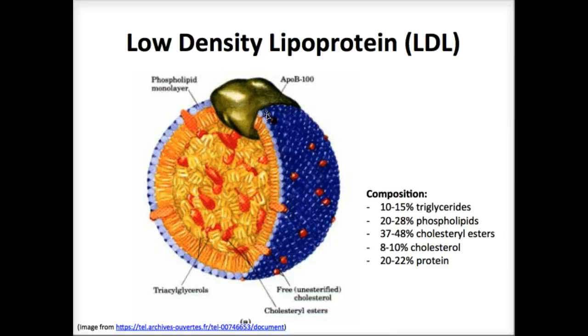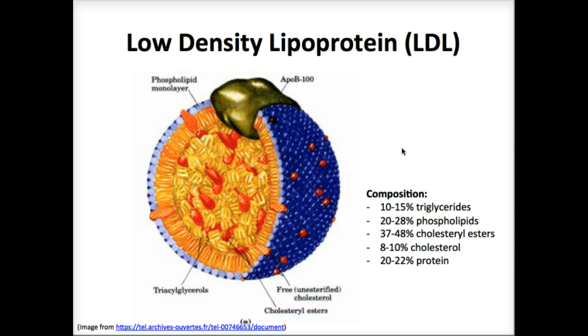In terms of composition, an LDL particle is 10 to 15% triglycerides, 20 to 28% phospholipids, 37 to 48% cholesterol esters, 8 to 10% cholesterol, and 20 to 22% protein. So essentially, an LDL particle is actually a VLDL particle that has offloaded a bunch of its lipid passengers. Thus, it goes from being very low density to just low density, if that makes sense. So, you can see what happens with the numbers here and how they're starting to shift. The ratio is starting to shift.